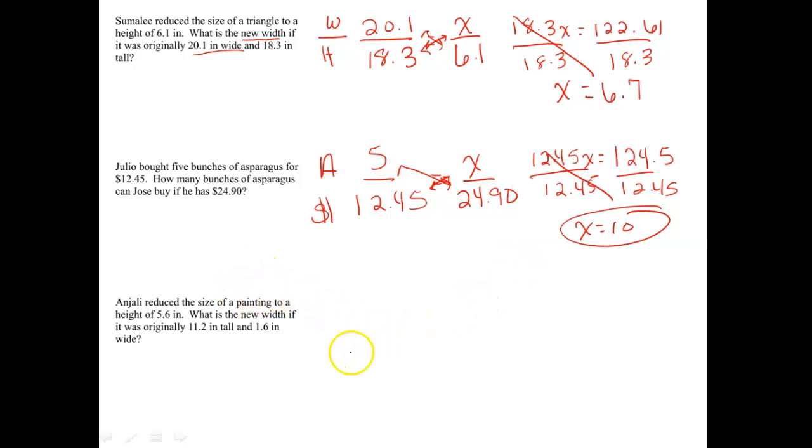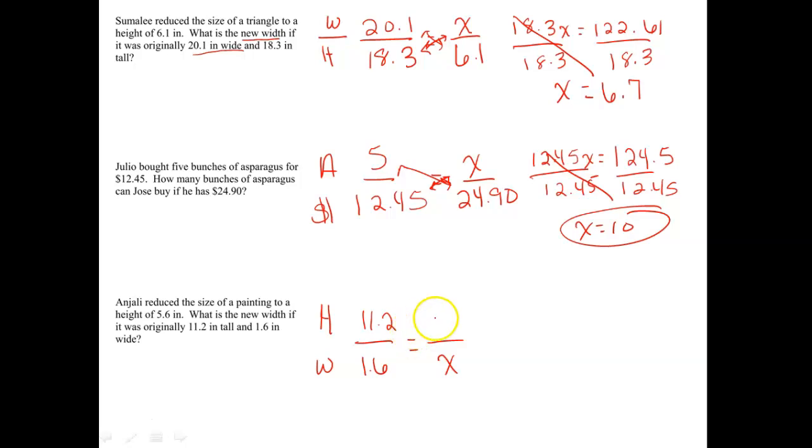All right, last one. Angela reduced the size of a painting to a height of 5.6. So there's the height. What is the new width? You know what to do now. I know you do. All right, so if it was originally 11.2 inches tall and 1.6 inches wide, that was the original. What is the new width? So the width is here because that's what we're trying to find.